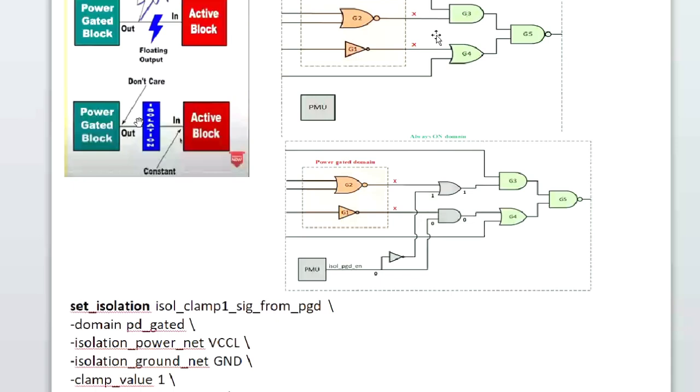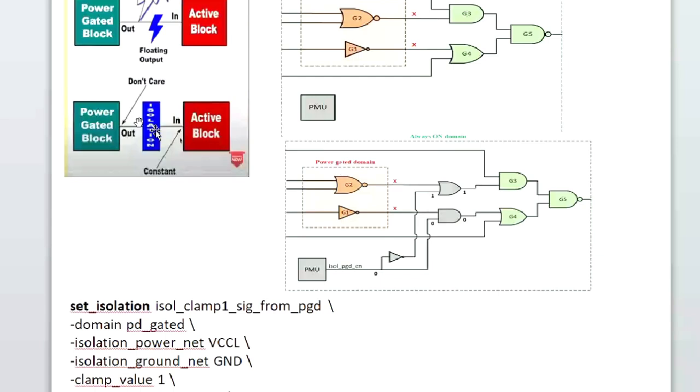You can see a floating output will be there. Where we connect the isolation cell: there will be a power gated block, and the power gated block has an output pin. At that output pin we will insert the isolation enable pin, and we connect it.